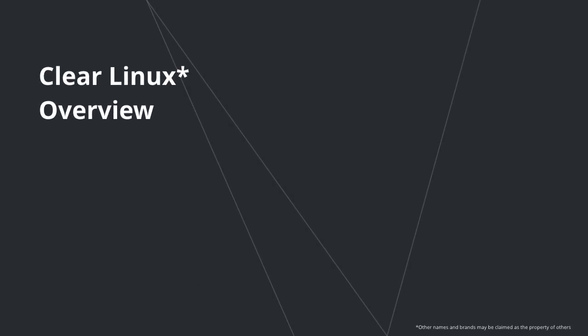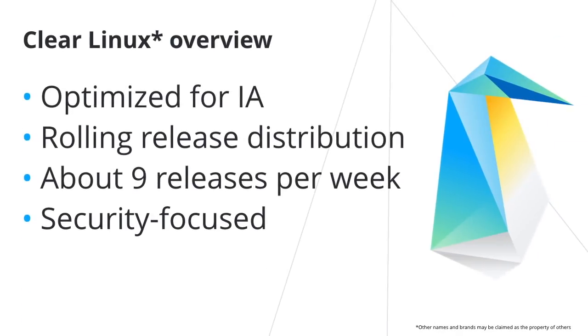First, I'll give you a brief overview of several features and philosophies that make Clear Linux unique. Clear Linux is an OS that has been highly optimized to utilize IA features in the software it provides. Performance enhancements in our software packages are being released every week. As a rolling release distribution, Clear Linux aims to provide an average of 9 releases per week. These releases provide various updates to system software to improve performance or patch the latest security vulnerabilities.